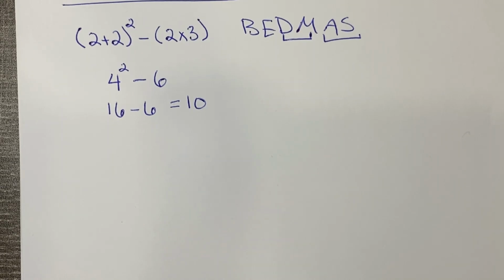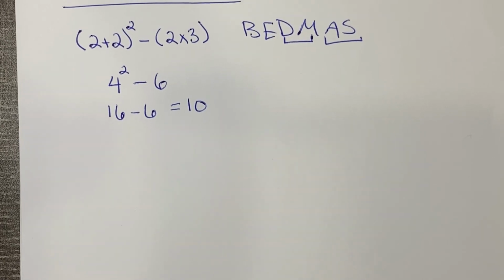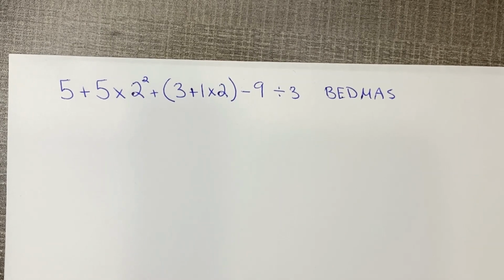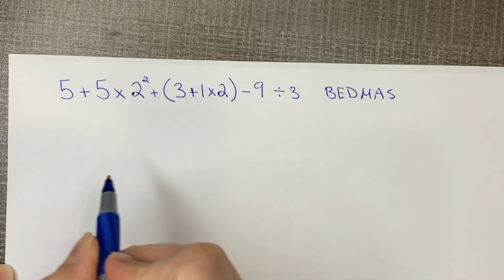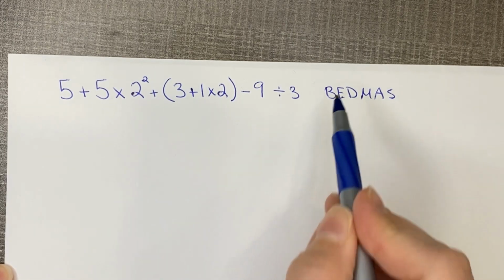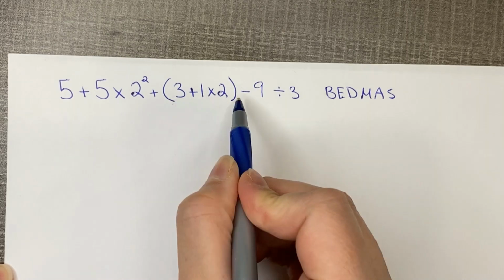Now, this is still a fairly simple equation, but you would be applying the same logic to the lengthier ones as well. Now we're going to look at a longer equation where we're going to have to utilize BEDMAS, but we're still going to keep it fairly simple in terms of the actual operations. So starting with the brackets, we're going to solve what's in the brackets.